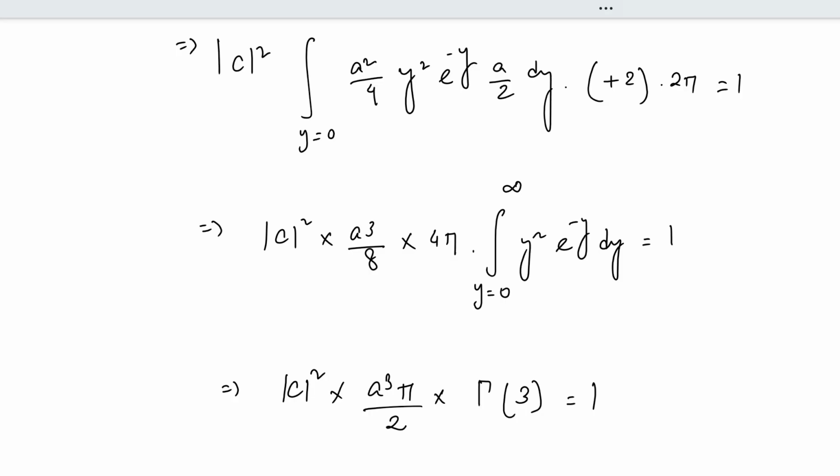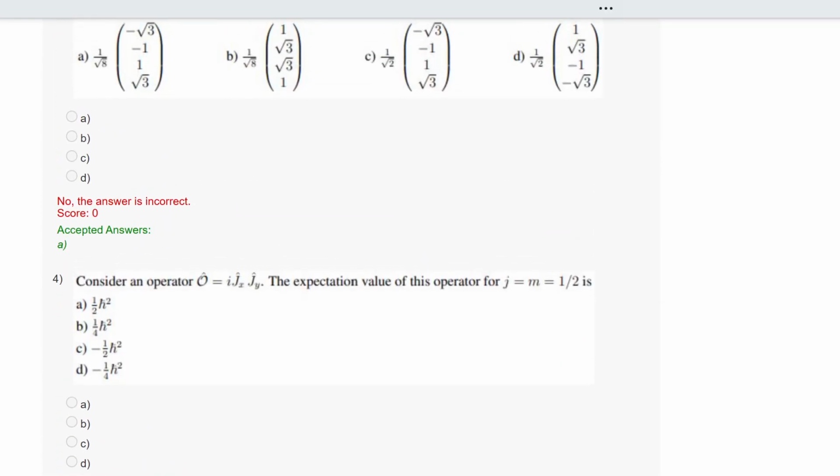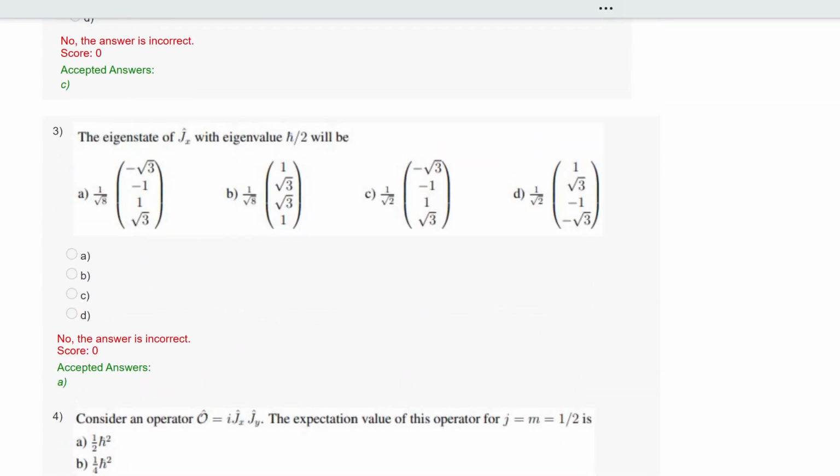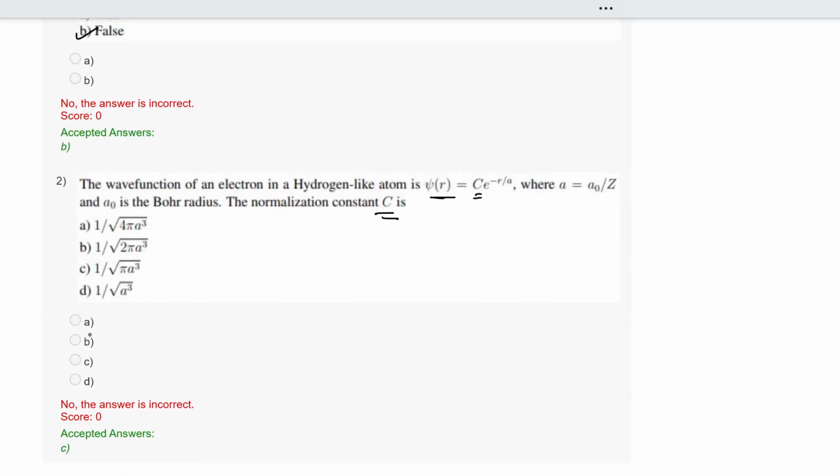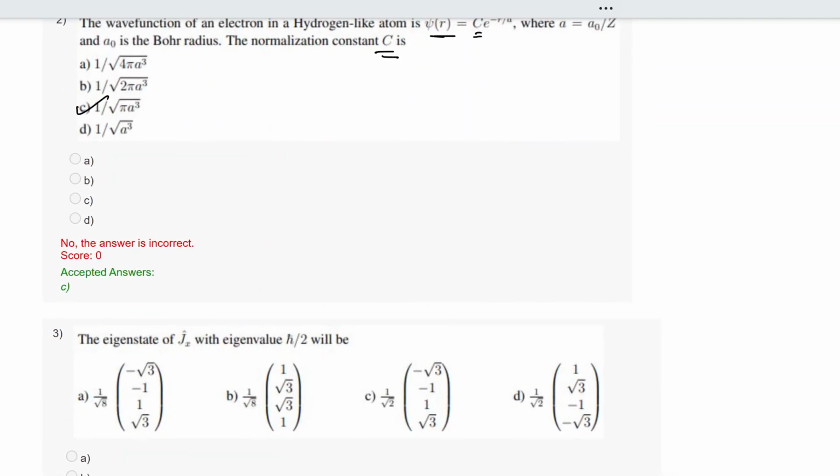So this 2 and 2 cancels out, so |c|² is equal to 1 by pi a cube, or in other words c is equal to 1 by root over pi a cube. So this is the formula. So you have c is equal to 1 by root over pi a cube. Option C is correct.